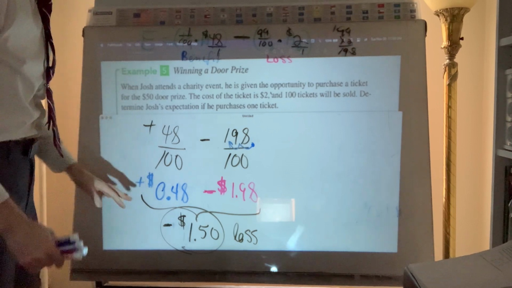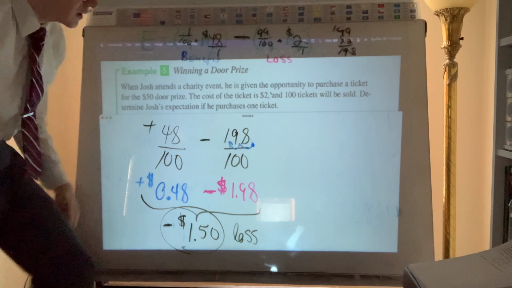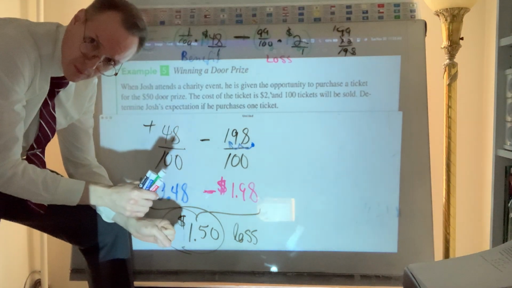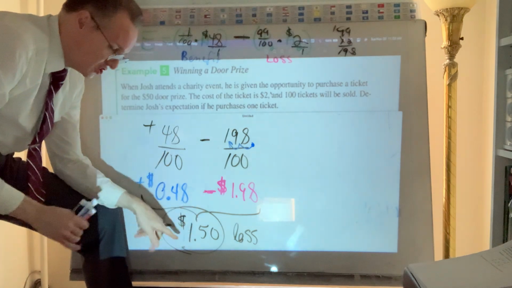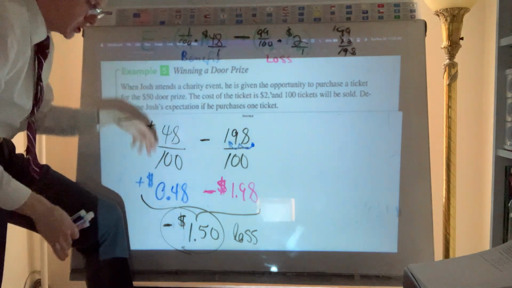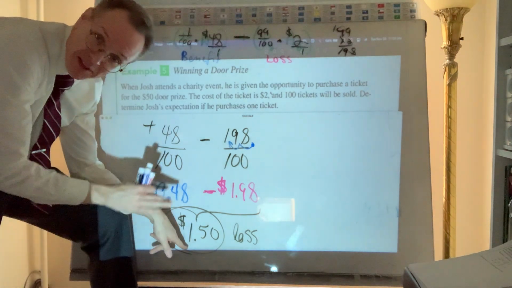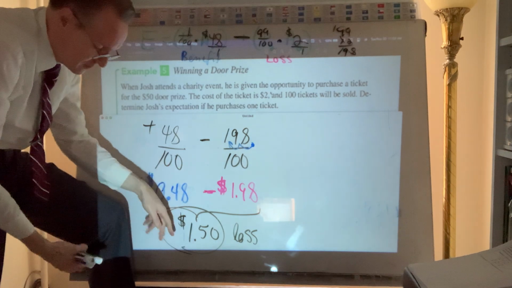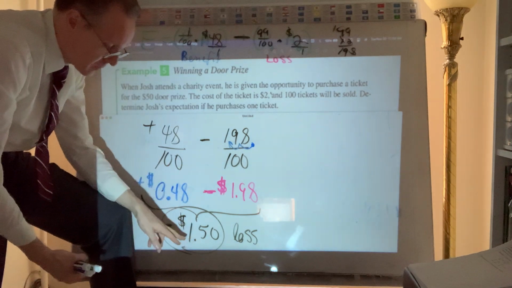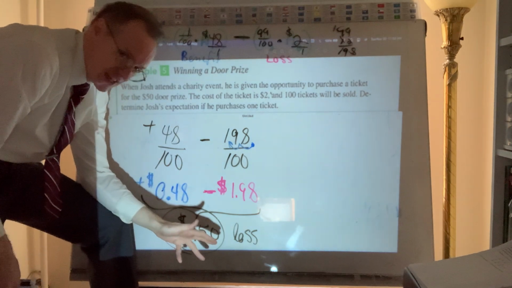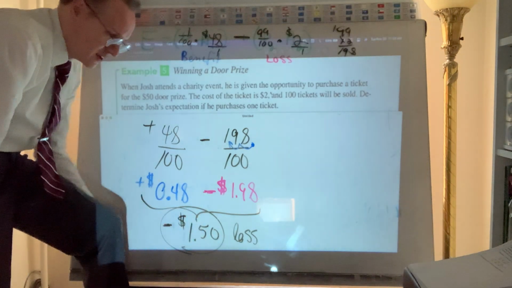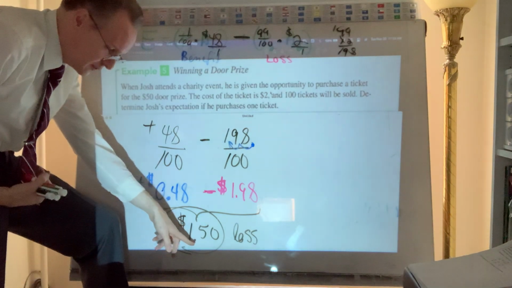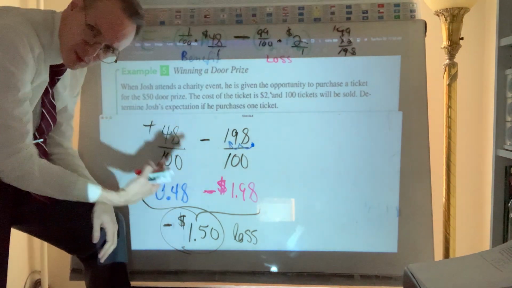Think about it this way, though. The cost of the ticket was $2. Did you lose $2? I'm sorry, Josh, not you. Did Josh lose $2 though? No, you can kind of think about this in a nice way. He paid 50 cents, he gained 50 cents worth of experience. Yes, he lost $1.50, but he also got an experience out of it.